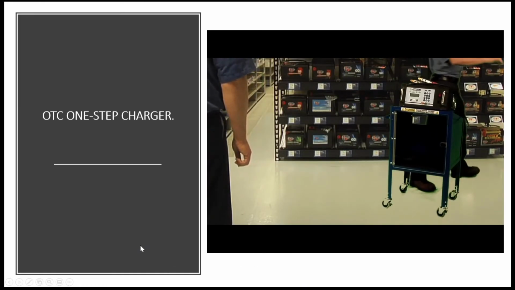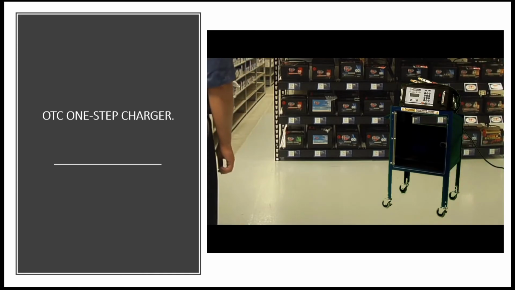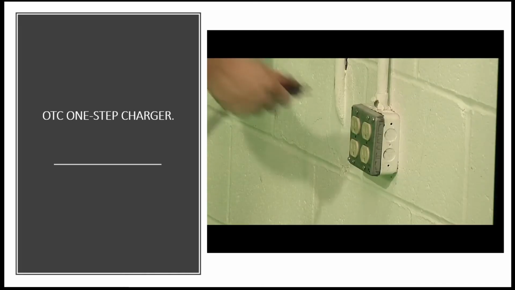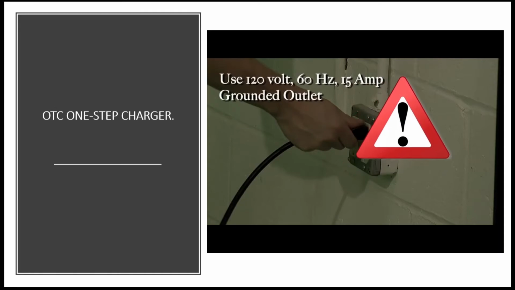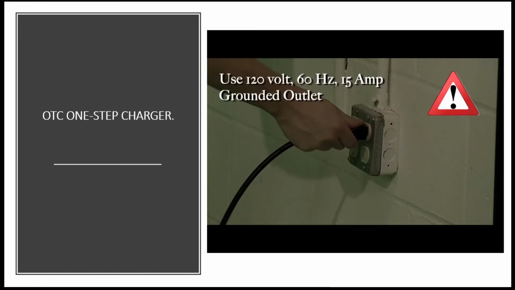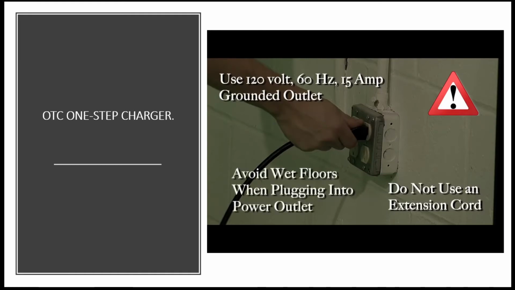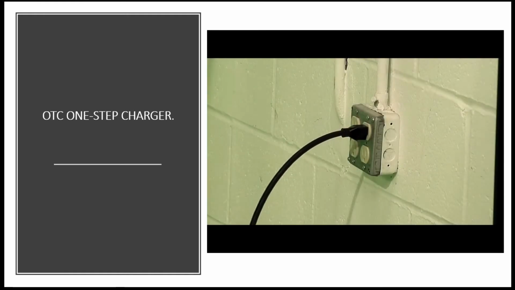Find a suitable place in your store to locate the charging station. It should be in an area where customers can observe the test. You will need to use a 120-volt, 60 Hz, 15-amp grounded wall outlet. An extension cord should not be used. When plugging the power cord into an electrical outlet, avoid wet floors to prevent electrical shock. Plug the one-step into the outlet.